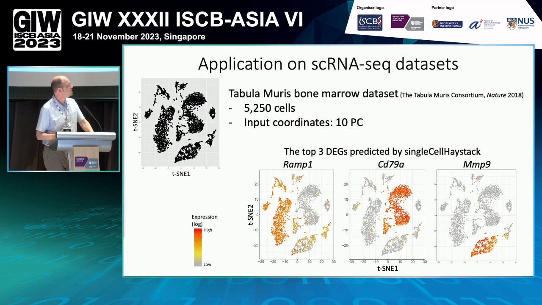So we applied this on single-cell data sets. This is one example from a bone marrow data set. There are about 5,000 cells here. In this case, as input space, we give maybe the first 10 principal components. And these are some of the high-scoring genes that we might get. They are all clearly DAGs. And I should stress again, this is done without comparing between clusters. For this one, we used the R package that we made.